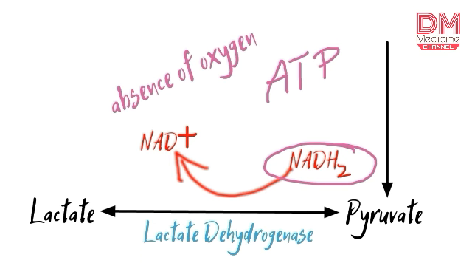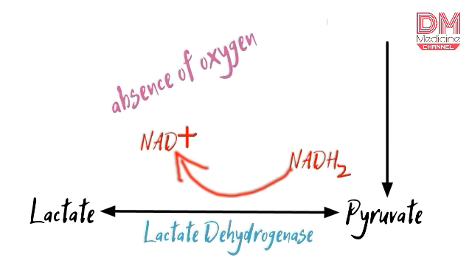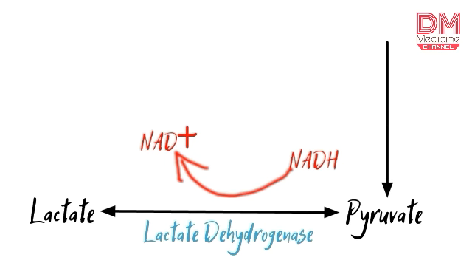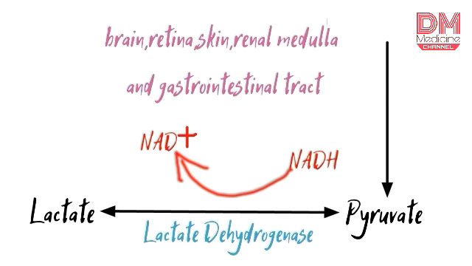The occurrence of uninterrupted glycolysis is very essential in skeletal muscle during strenuous exercise where the oxygen supply is very limited. Glycolysis in the erythrocyte leads to lactate production, since mitochondria, the center for aerobic oxidation, are absent. Brain, retina, skin, renal medulla, and gastrointestinal tract derive most of their energy from glycolysis.